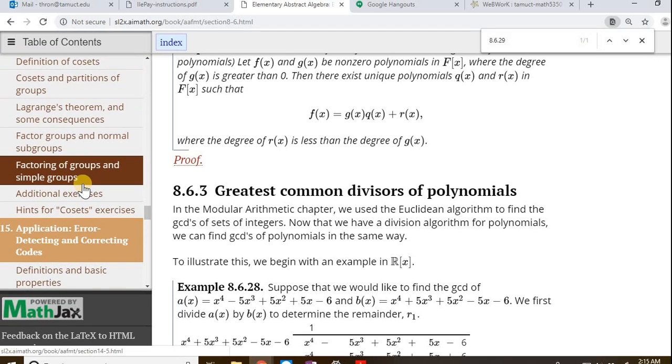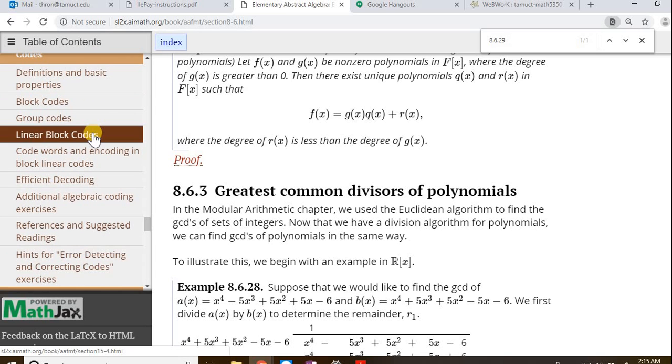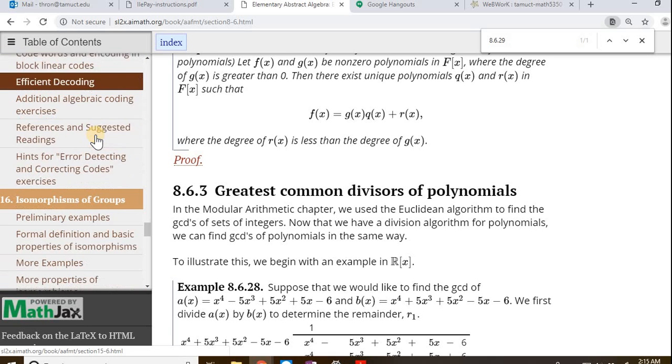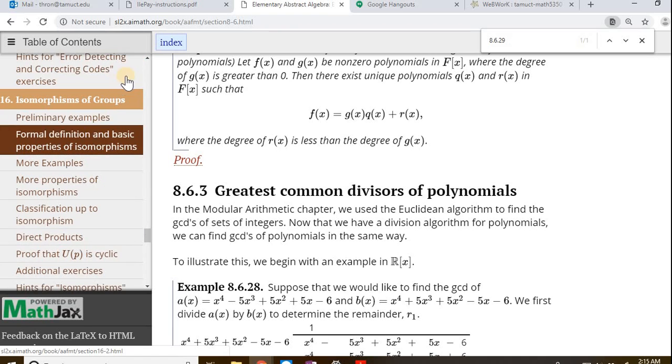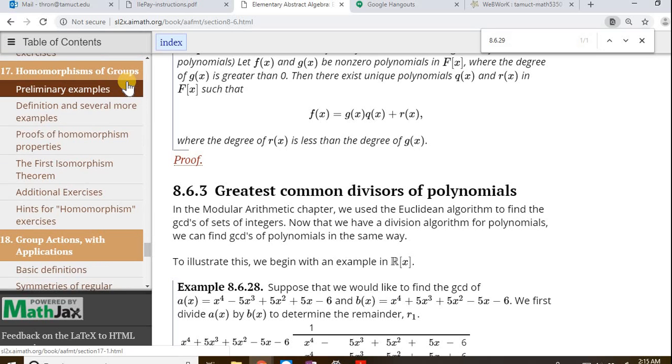coset and factor groups, and then error correcting codes. I would like to do that, and that's probably what we're going to spend most of the time on. It's a lot of pages, but this book is not dense. There are lots of examples and it's kind of drawn out.